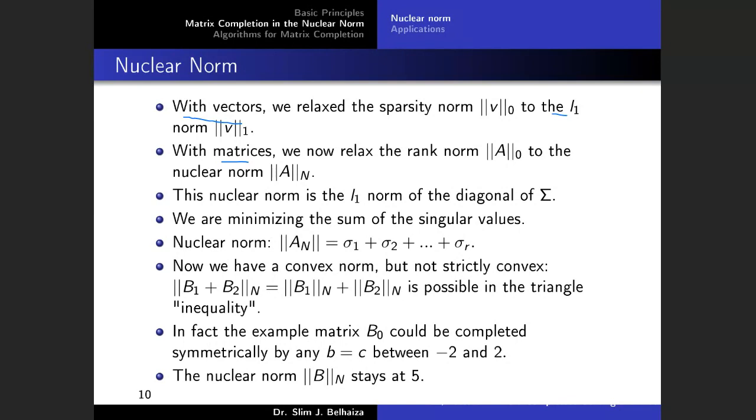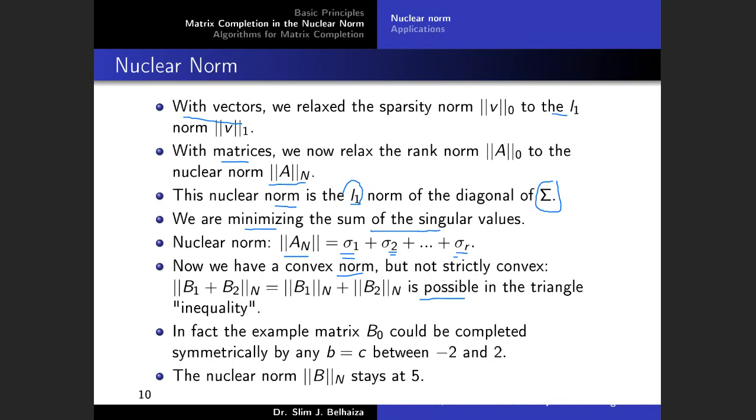Remember, we've seen this kind of norm previously. In fact, this norm is the L1 norm of the diagonal capital C. So at the end of the day, we are minimizing the sum of these singular values. We end up minimizing the nuclear norm of A, which is the sum of singular values from sigma 1 to sigma r. So we do now have what we call a convex norm, but not strictly convex, because it's possible that the nuclear norm of B1 plus B2 is equal to the nuclear norm of B1 plus the nuclear norm of B2, which is possible in the triangle inequality.